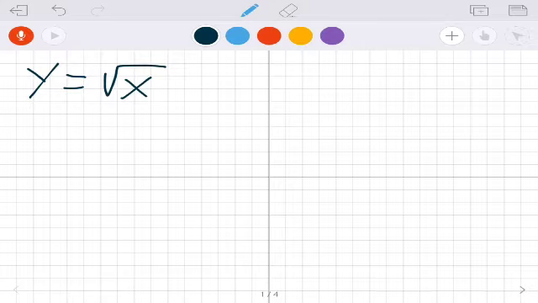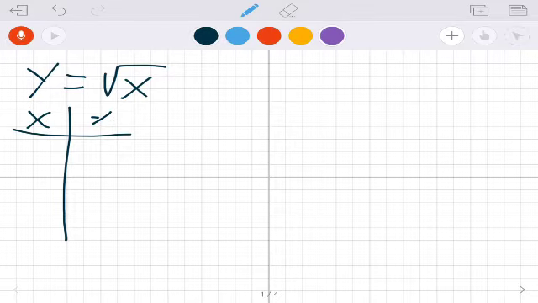So we're going to do what we always do when we encounter something like this. We're going to go ahead and make a table, x and y, and we're going to run down here. We're going to start off with nice things like 0. When x is 0, what is the square root of 0? Square root of 0 is 0. When x is 1, what is the square root of 1? Well, the square root of 1 is 1.